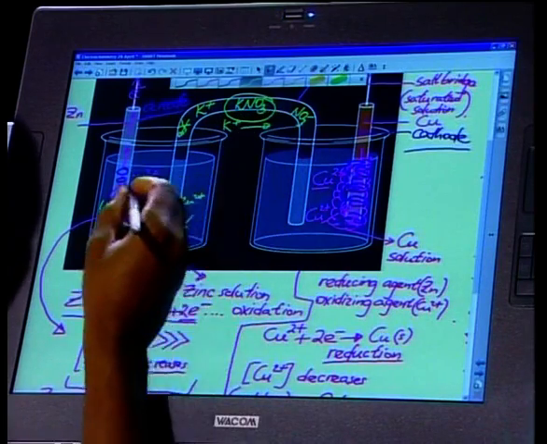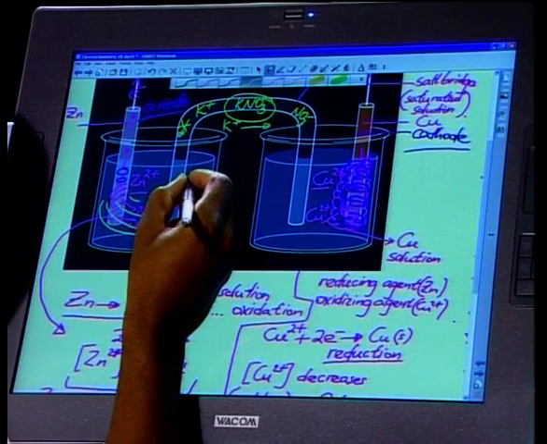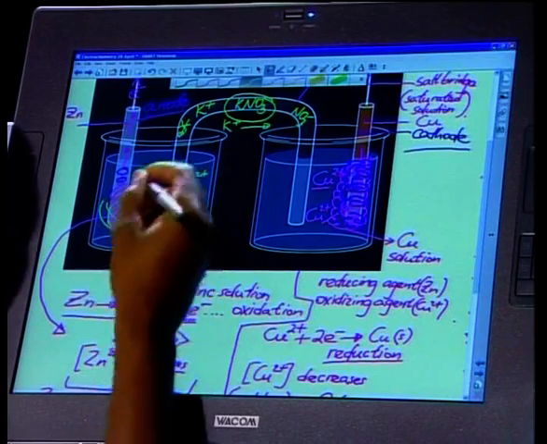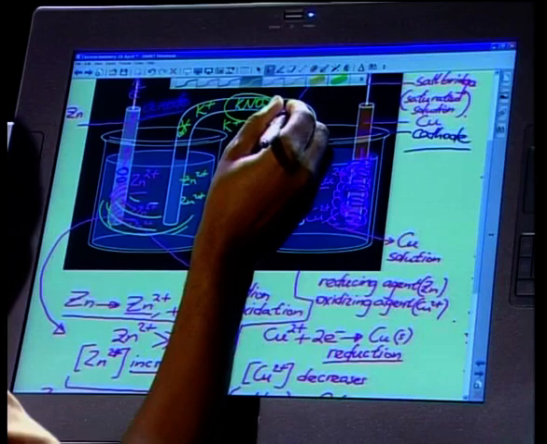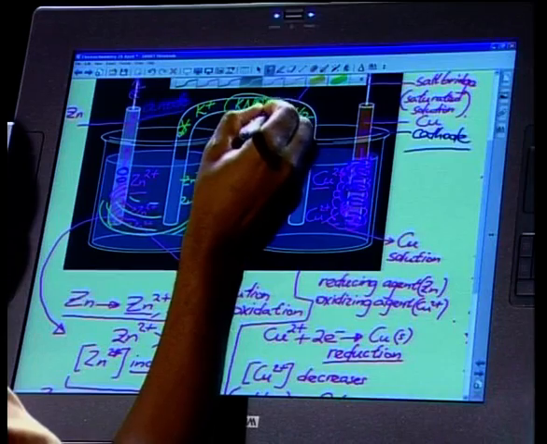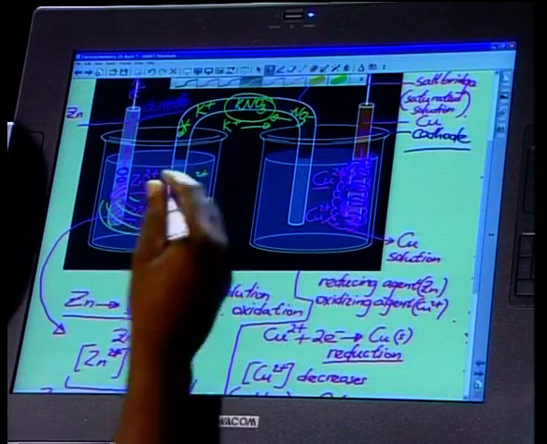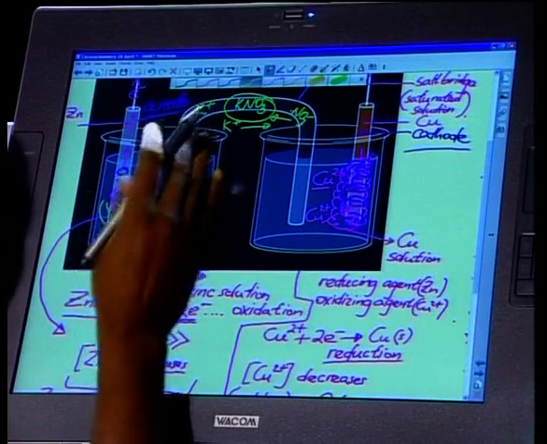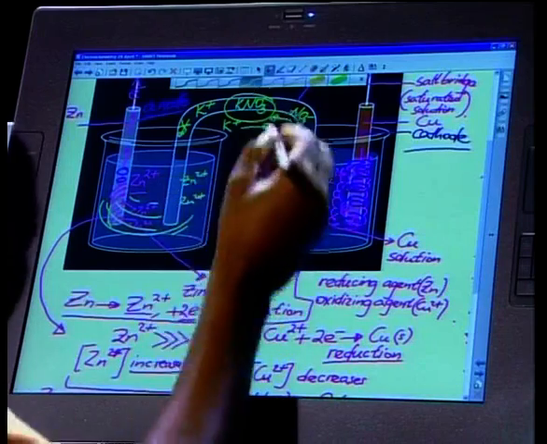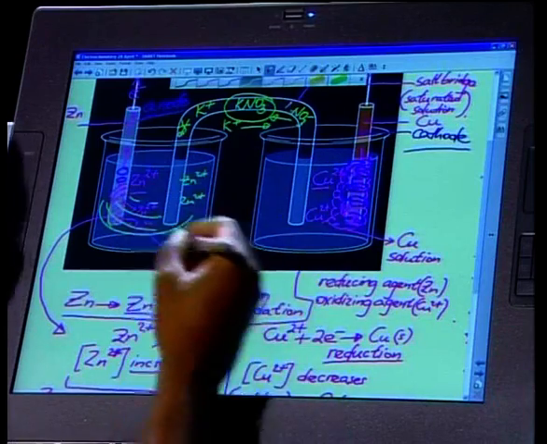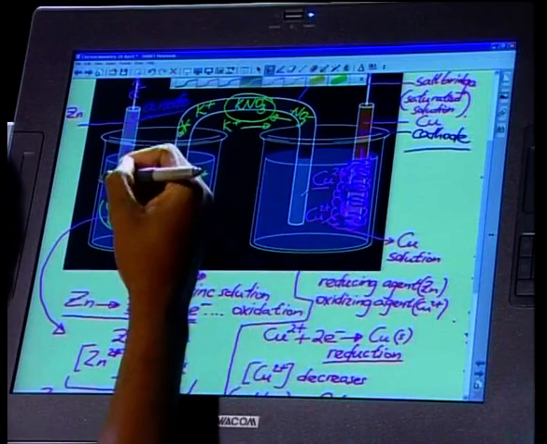In the same way, the buildup of the Zn2+ ions here makes this part more positive, and then the negative NO3- ions would want to come this way because they are attracted to the Zn2+ ions that are here. Okay, and what is the duty of this salt bridge? It is to maintain the neutrality of this cell.